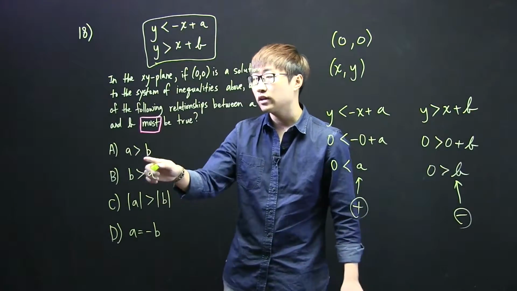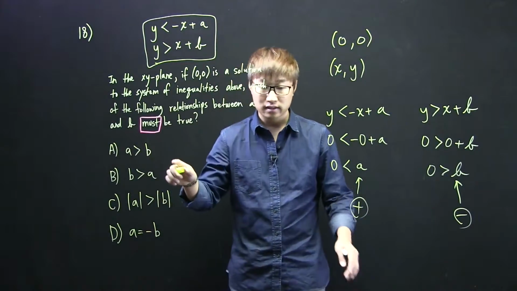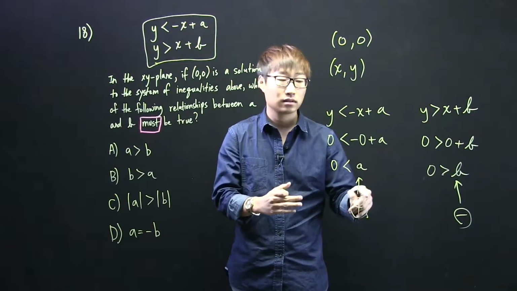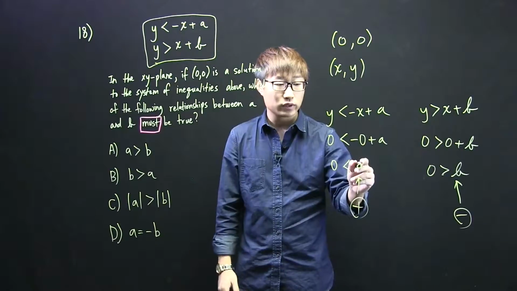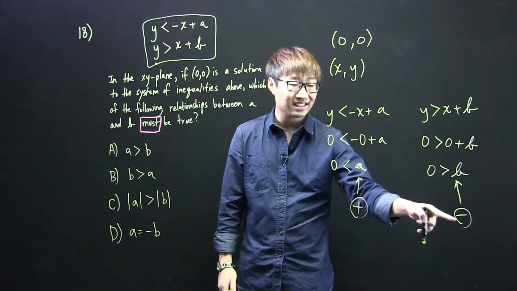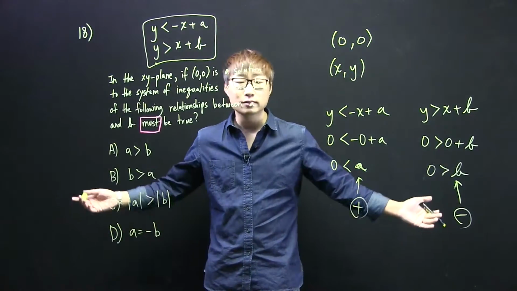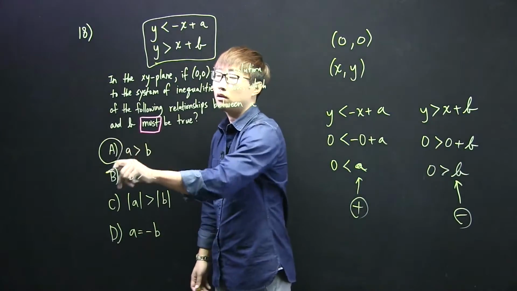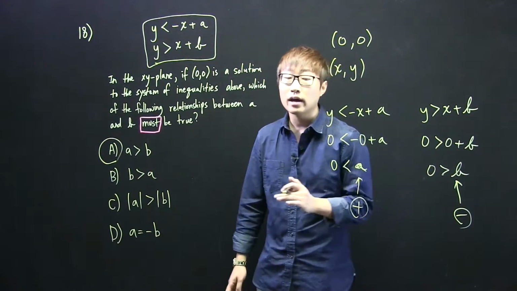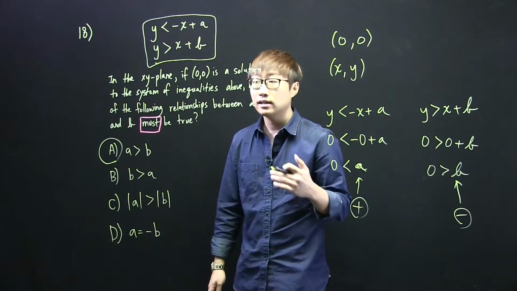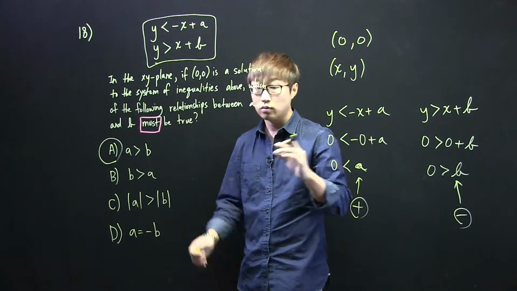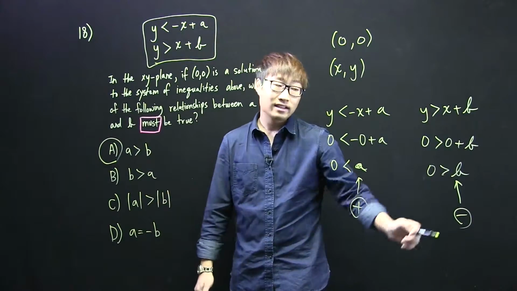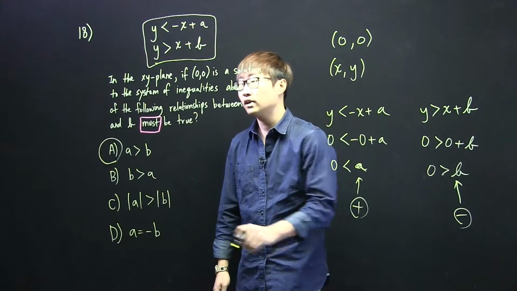Choice A: a is greater than b. Is that true under every single circumstance? Yes, because we just said a is positive and b is negative, which means a has to be greater than b under every single circumstance. So our answer choice is A. Let me review the rest of the choices in case you are curious about your wrong answer. B says b is greater than a. A negative cannot be greater than a positive, so that's off.